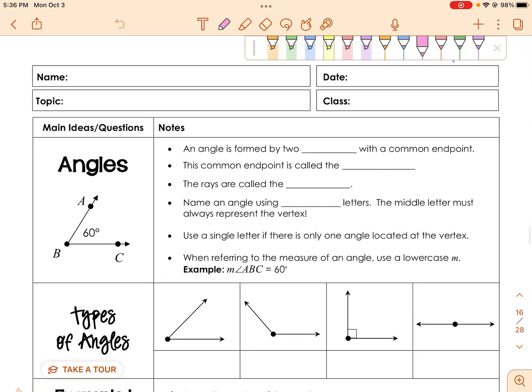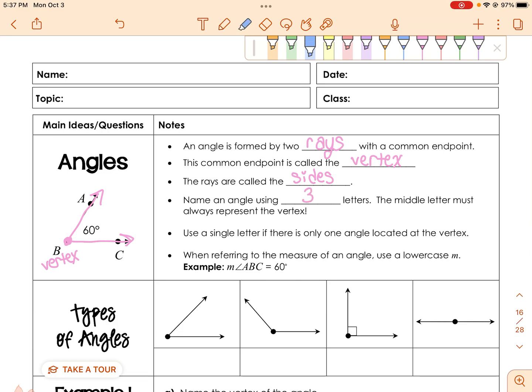Okay, so we are on page 16 of the packet, and today we're going to talk about angles. An angle is formed by two rays that share a common endpoint. Here are our two rays, and they both share the endpoint B. This common endpoint we call the vertex, and the rays are called the sides of the angle.